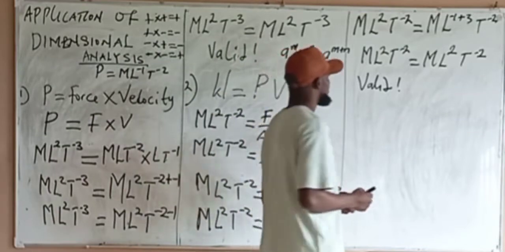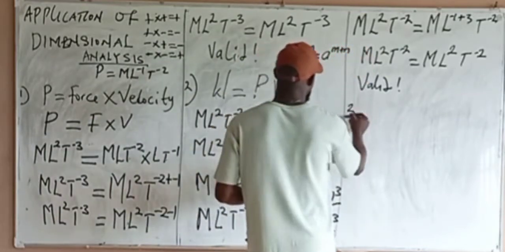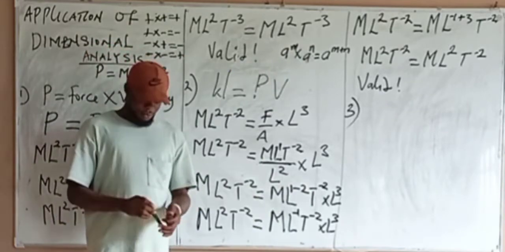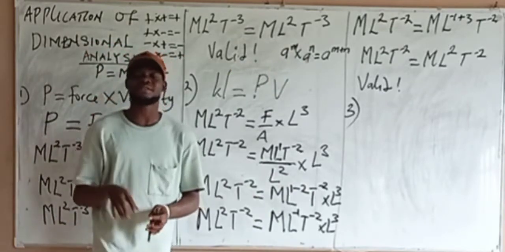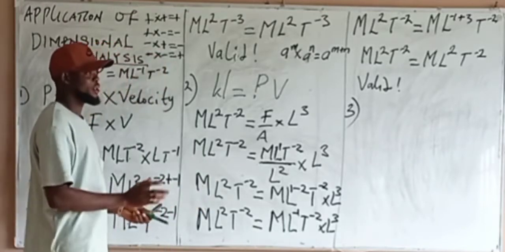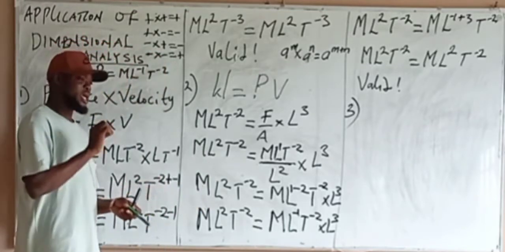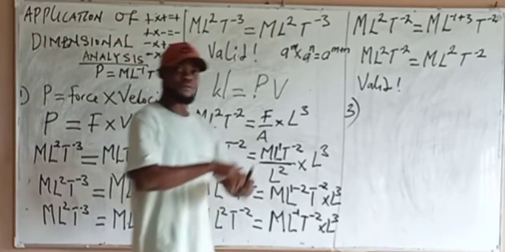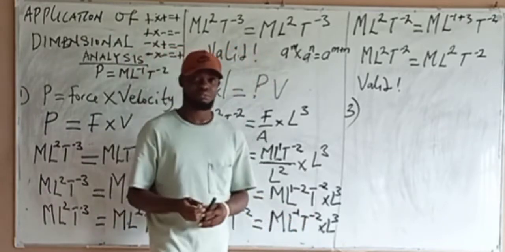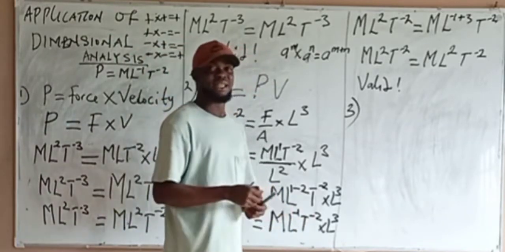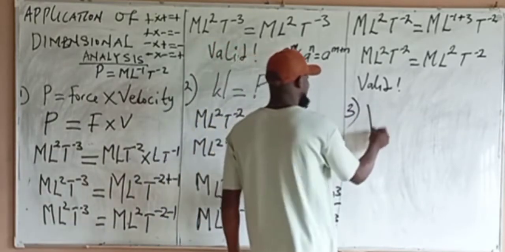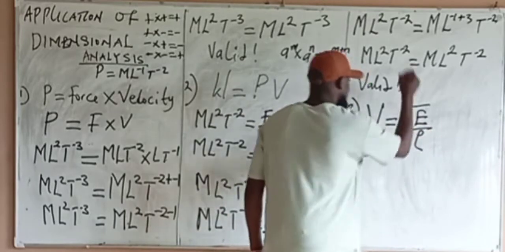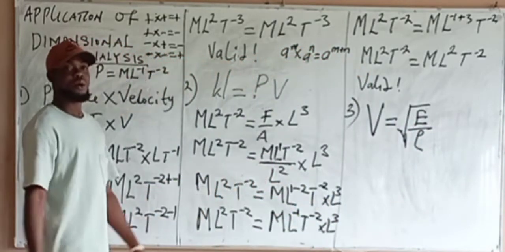Another good example. Now example 3. Now, if the velocity of sound in any medium, take note of this one. Write that down. If the velocity of sound in any medium is given by the equation V is equal to the square root of E over rho.